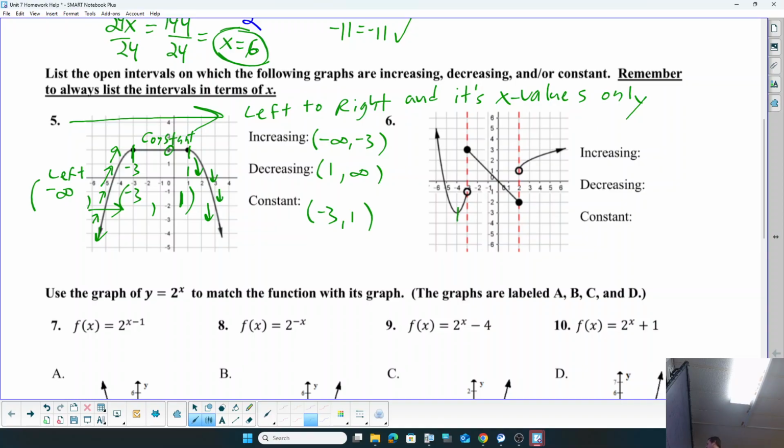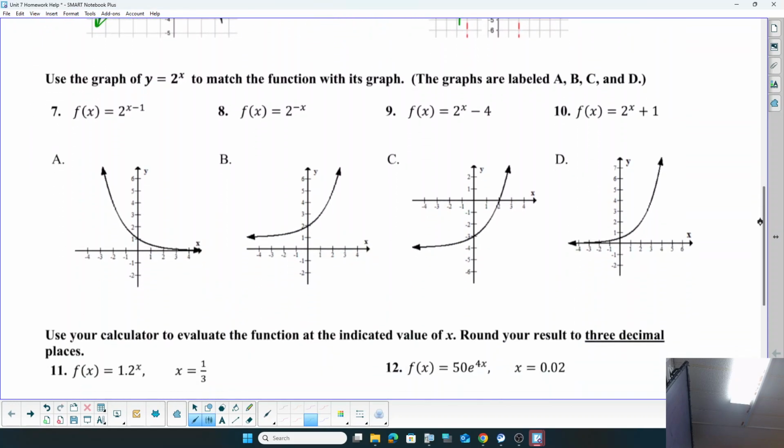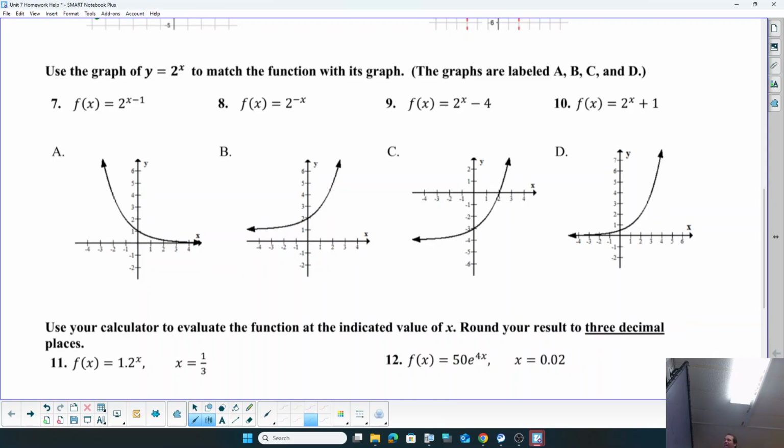The hint I'll give you there is -4 is where it changes direction, as well as -3 is where it changes direction, as well as 2 changes direction. So give number 6 a try now. Number 7, 8, 9, 10, we're doing matching.